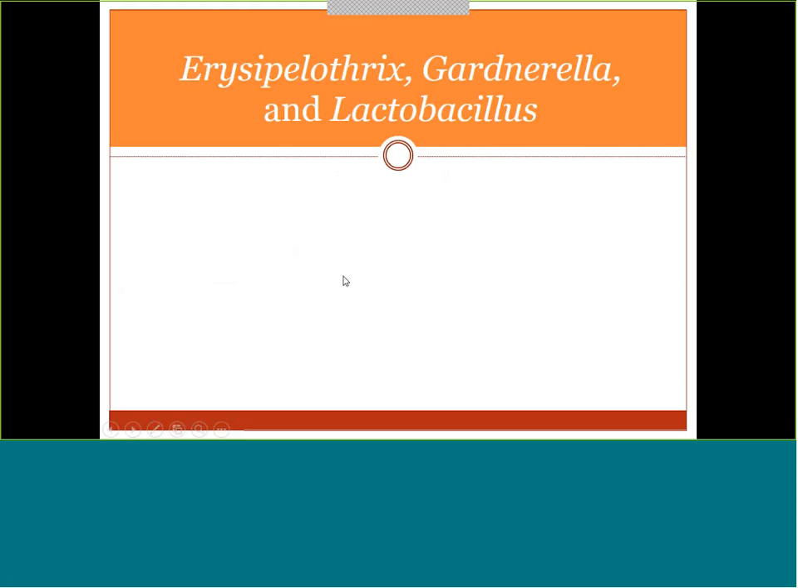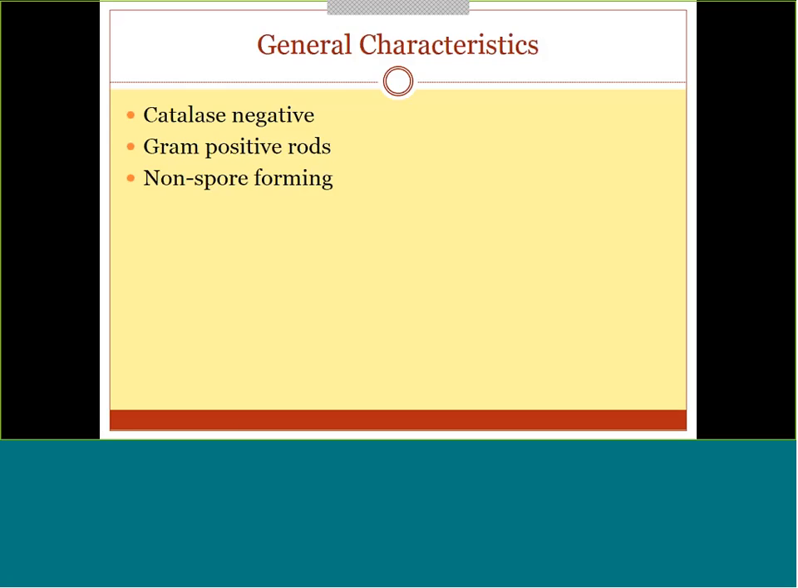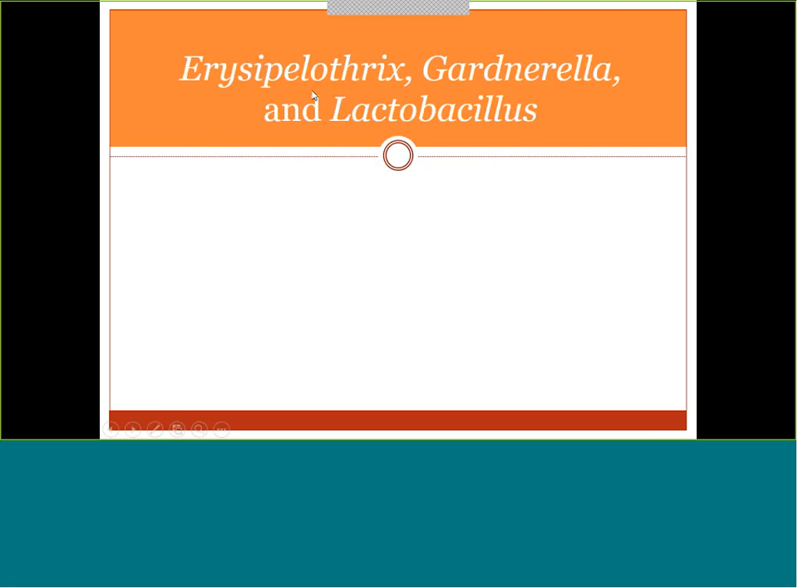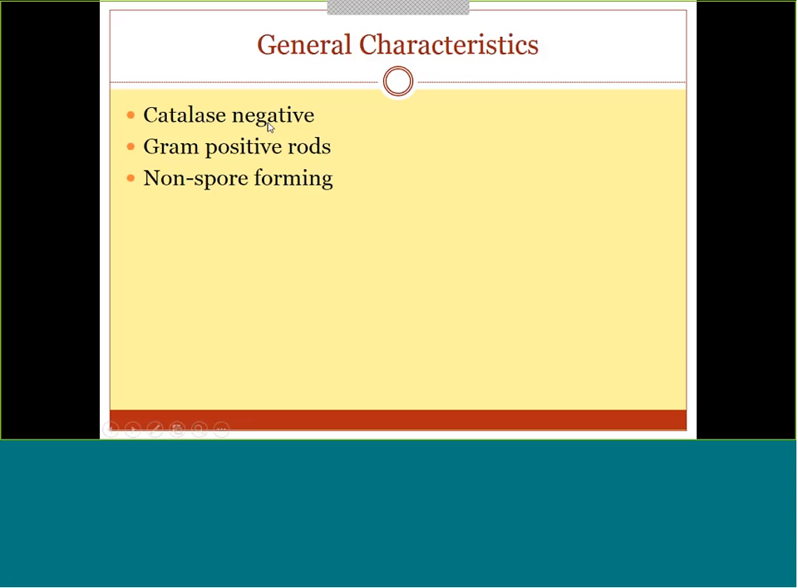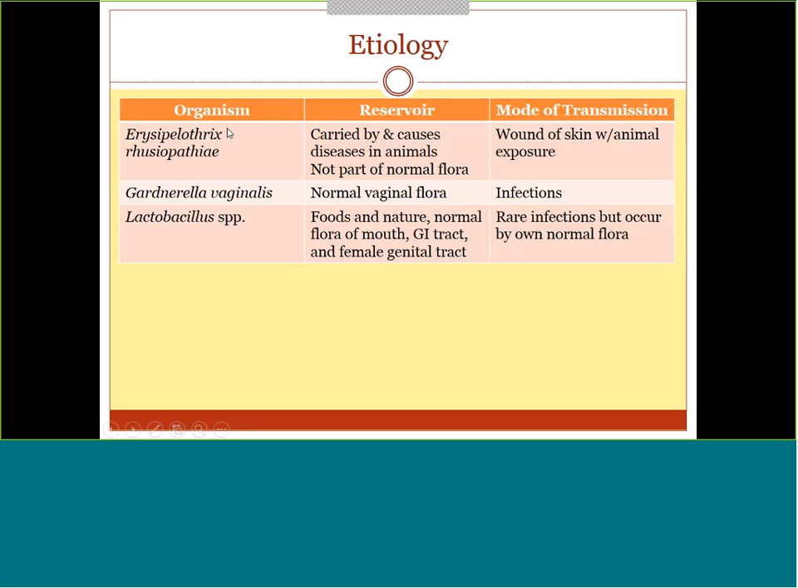Okay, some other Gram-positive rods. We're going to start with these three: Erysipelothrix, Gardnerella, and Lactobacillus. They are all catalase negative, non-spore forming Gram-positive rods. So all of the rest of the bacteria we've talked about so far have been catalase positive, so these are all catalase negative. These are not very big, large pathogens, but they definitely are something that can come up, so we want to just discuss the one disease linked with each one.